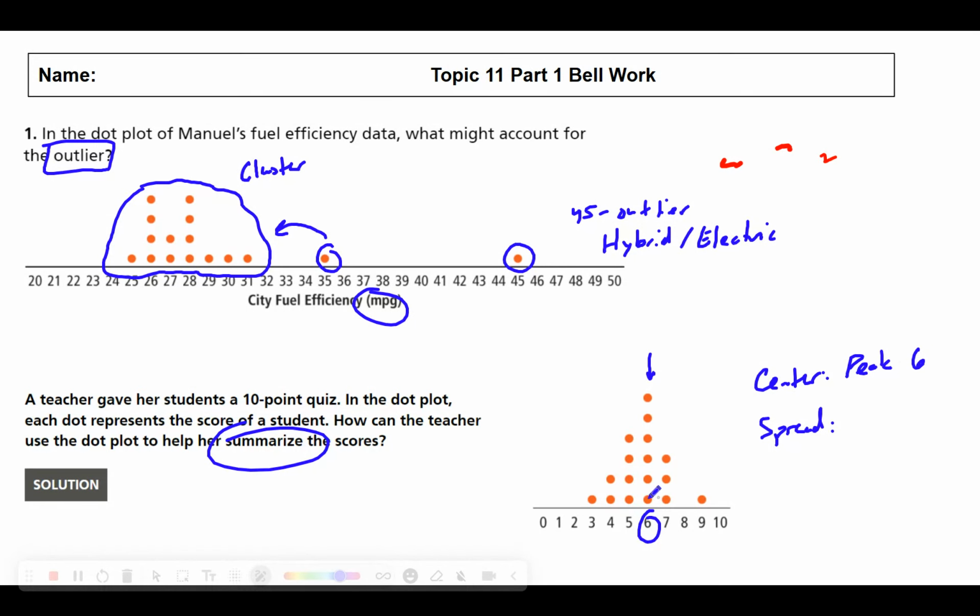And then when I look at spread, in this case, I'm going to do what's called the range. So for my spread, I'm going to do the range. And the range is going to be the highest score, which is a 9, minus the lowest score, which is a 3. Notice it's not how many dots there are, it's the score down here, 9 and 3, because that's the highest score someone got, and that's the lowest score someone got. So 9 minus 3 is also 6. So I would say that this data is centered around a 6 with a spread of about 6. And that's how I would summarize the data.